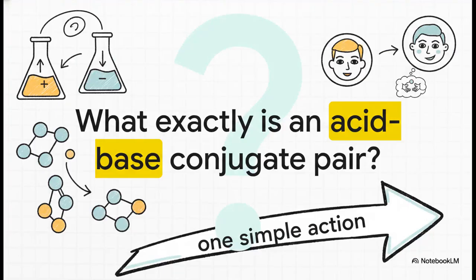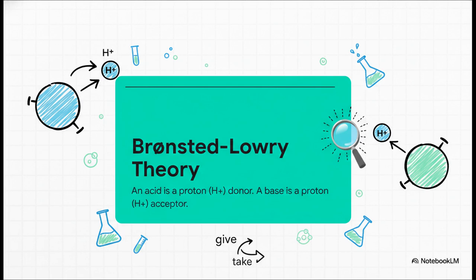To figure that out, we need a really solid definition for what acids and bases even are. And one of the most useful ones comes from two chemists, Bronsted and Lowry. They cooked up a theory that boils down to one simple action. And here it is. It's so beautifully simple. An acid is just something that gives away a proton. That's a hydrogen ion, H+. And a base, that's what accepts that proton. It's this perfect chemical give and take.